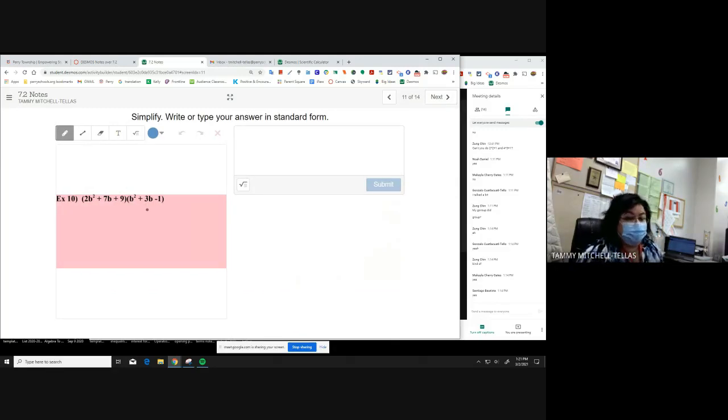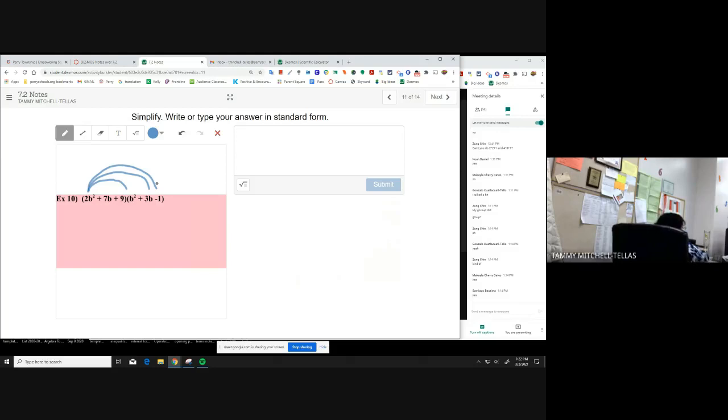I want you to try this. Start with the 2b squared. Multiply the 2b squared by each one of these. Then you'll do the same thing with the 7b. Multiply the 7b by each one of these. Then you'll do the 9. Multiply the 9 by each one of them in the second parenthesis. Please try it. If you write it on your paper, that's fine. Write the final answer somewhere on the screen so I can see it. If you're writing on the screen, that's great.